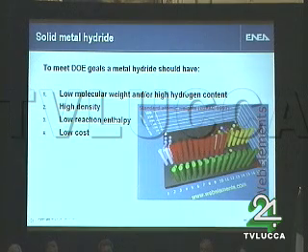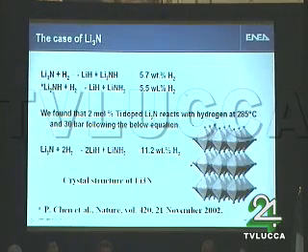To meet the DOE goals, an ideal metal hydride should have low molecular weight and high hydrogen content in moles of hydrogen per mole of metal, high density, low reaction enthalpy, and low cost. Now I want to show you the case of lithium nitride.